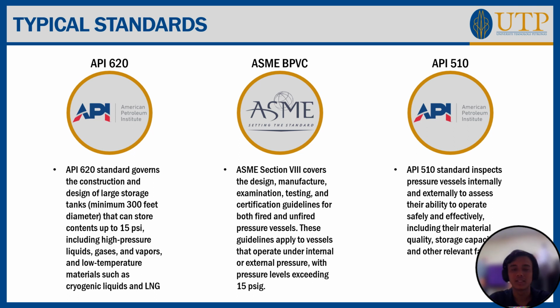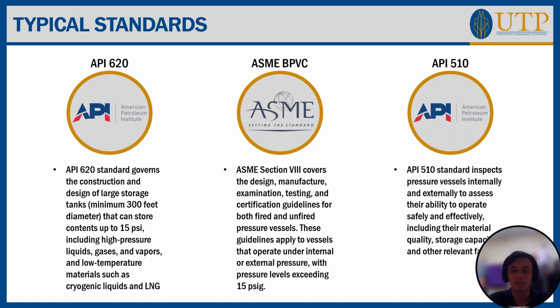Now let's move on to the typical standards used for spherical storage tanks. There are three typical standards used for construction and inspection of spherical storage tanks. The first one is API 620. The standard for API 620 tanks governs the construction and design of oil and chemical tanks with a diameter of more than 300 feet, capable of accommodating contents with a pressure of 15 psi.